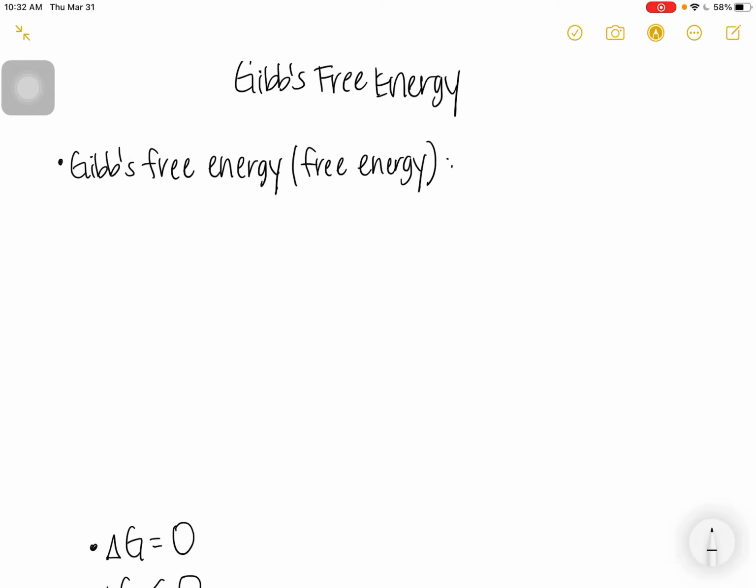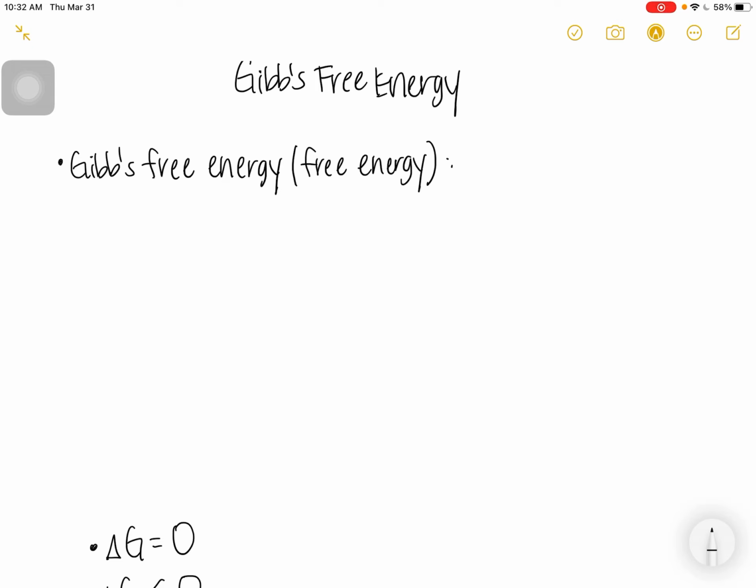Right, this video is on Gibbs free energy, calculating Gibbs free energy in two different methods, and then discussing how delta H, delta S, and delta G are related. Okay, so we've seen Gibbs free energy, but only very quickly in a discussion of spontaneous or non-spontaneous reactions.